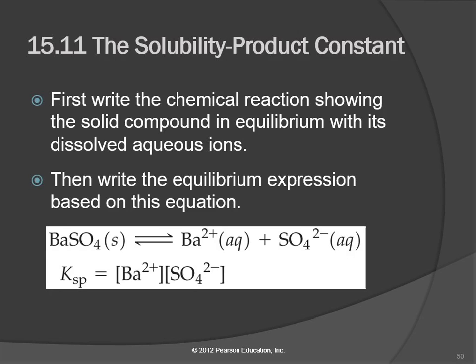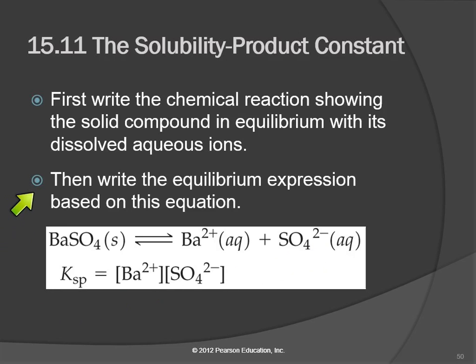So we can treat these very much like the problems we did earlier today. What we're going to do is first write the chemical reaction. They won't necessarily give you the chemical reaction. They'll just say, calculate the Ksp for barium sulfate. Well, then you need to write this equation. So barium sulfate as a solid is in equilibrium with the ions that are present in it. This has one barium ion and one sulfate ion, so we see Ba2+ and SO4 2-.